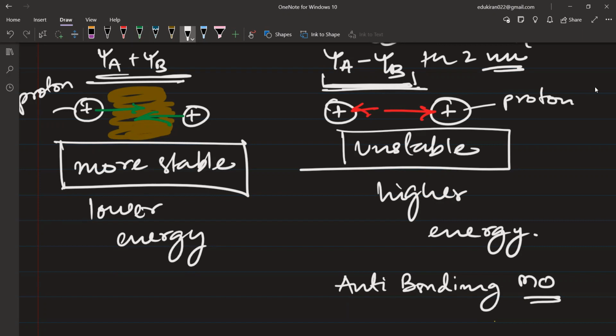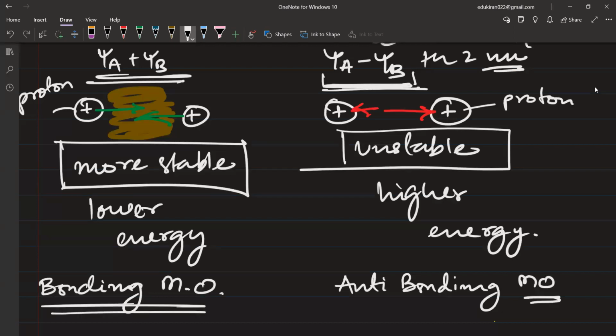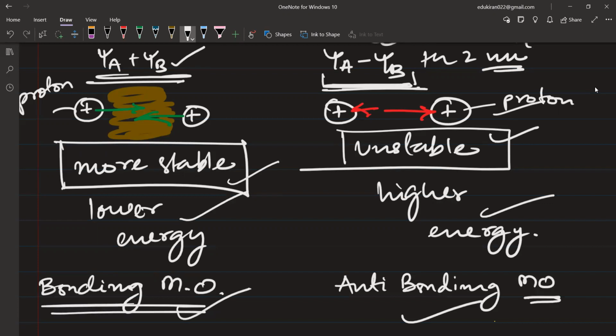In this other case, we are going to get bonding molecular orbital. That means when we are having same phase, then our combination is going to be fruitful. We are going to get a more stable system with lower energy and bonding molecular orbital. When it is going to have different phases, then it is going to be unstable. There will be repulsion, higher energy, and anti-bonding molecular orbital will be formed.